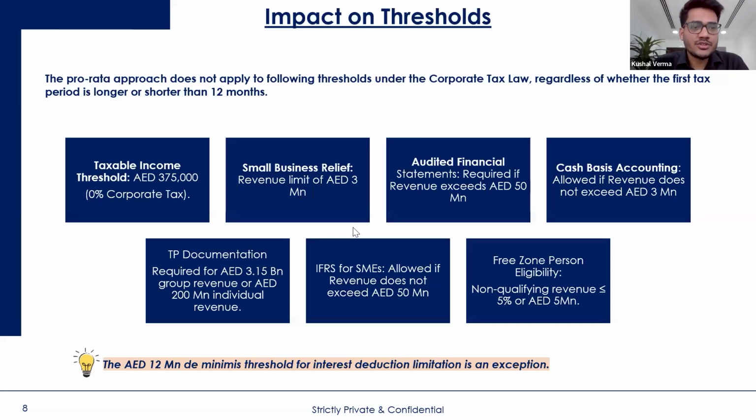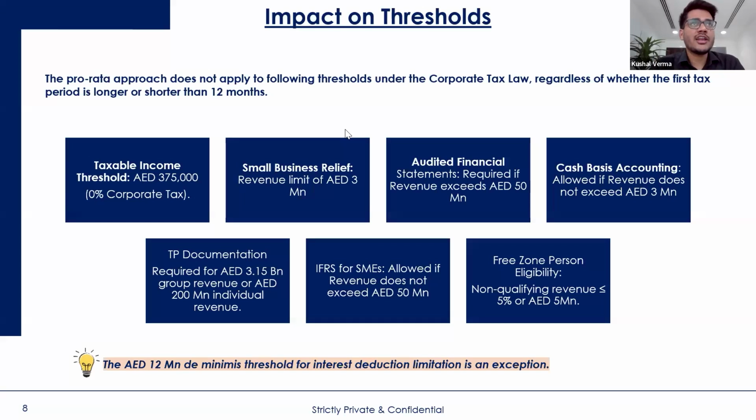And these limits include the taxable income threshold, the small business relief limit of 3 million, or the audit limit, where entities having revenue more than 15 million dirhams require audited financial statements. Entities having revenue below 3 million can follow the cash basis of accounting. TP documentation is required for 200 million revenue, or there are limits for a free zone person like 5 million dirhams or 5% of revenue, and other limits.